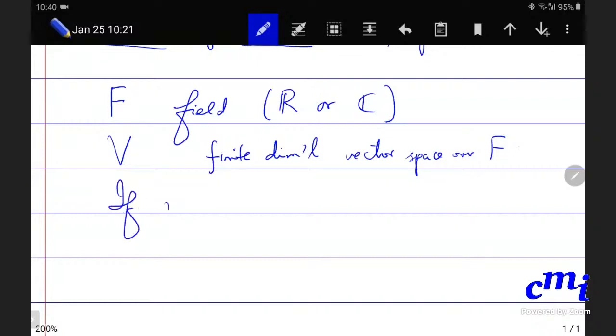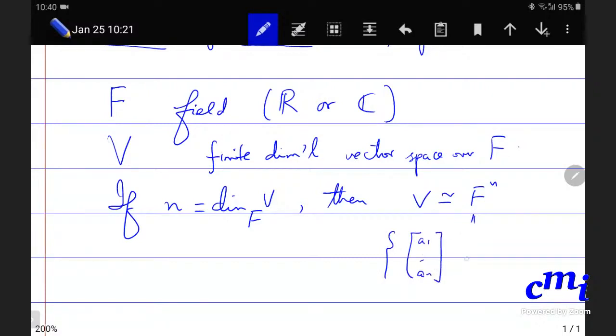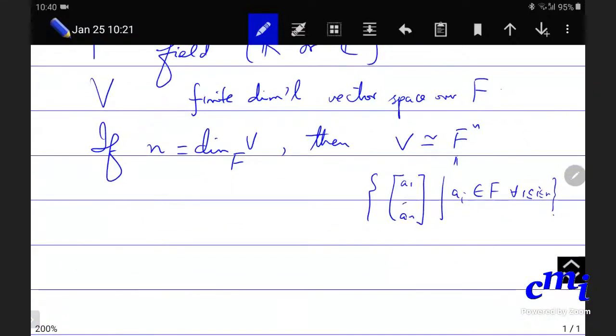If n is the dimension of V as an F vector space, then V is isomorphic to F^n, which is just the set of n by 1 column vectors. So I hope you are familiar with this fact. And it is using this that we will often write linear transformations as matrices.